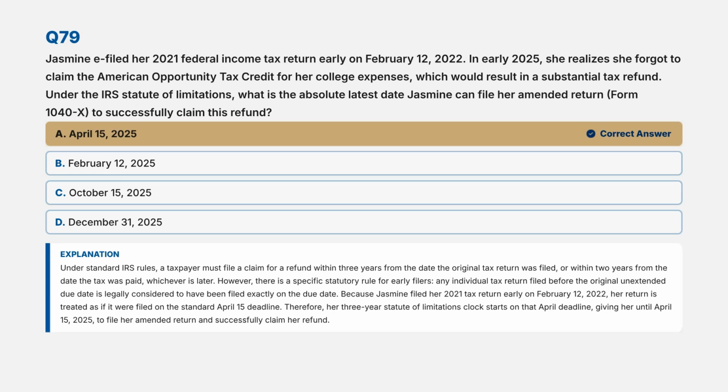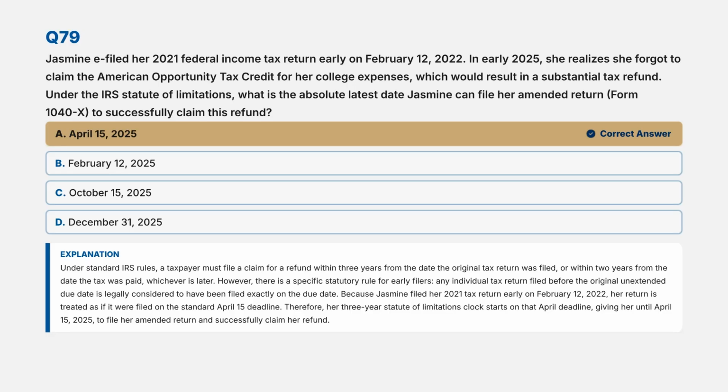Any individual tax return filed before the original unextended due date is legally considered to have been filed exactly on the due date. Because Jasmine filed her 2021 tax return early on February 12, 2022, her return is treated as if it were filed on the standard April 15th deadline. Therefore, her 3-year statute of limitations clock starts on that April deadline, giving her until April 15th, 2025 to file her amended return and successfully claim her refund.